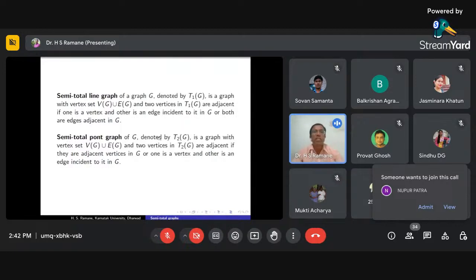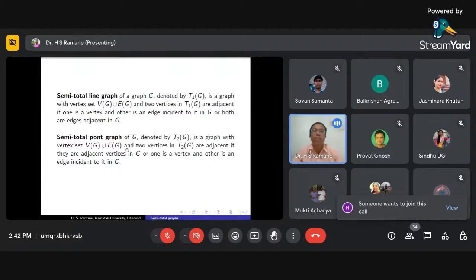In the same way, the semi-total point graph. Here there is a spelling mistake, it is point graph. Semi-total point graph, we denote this by T2(G). It is a graph with vertex set, again the same union of the vertex set of G and the edge set of G, and two vertices in T2 are adjacent if they are adjacent vertices in G, or one is a vertex and the other is an edge incident to it in G.